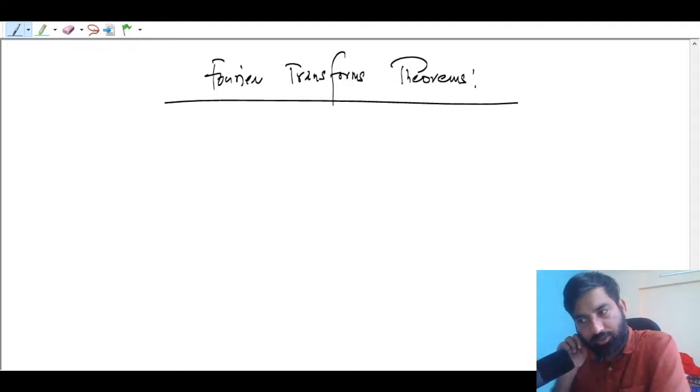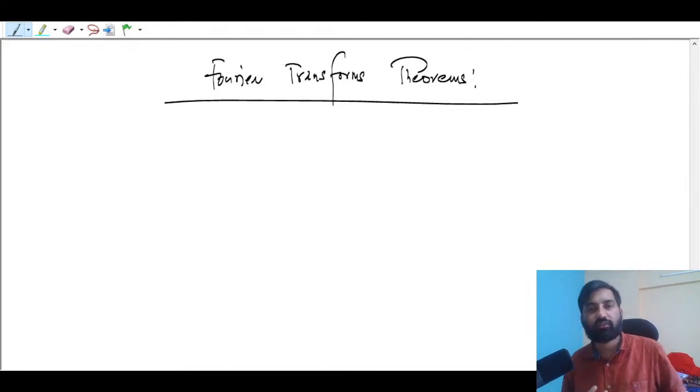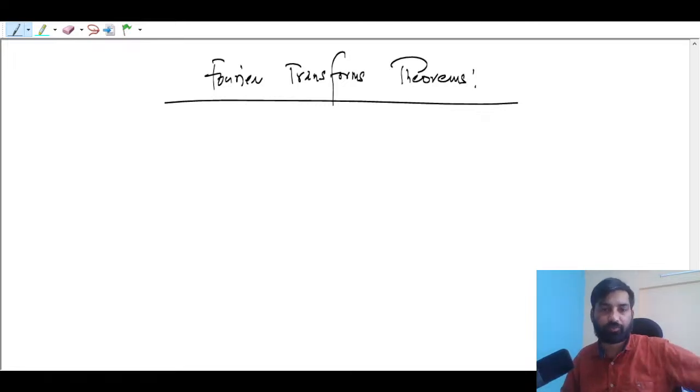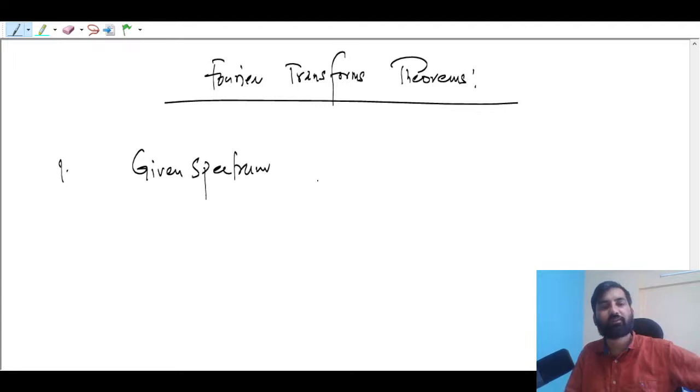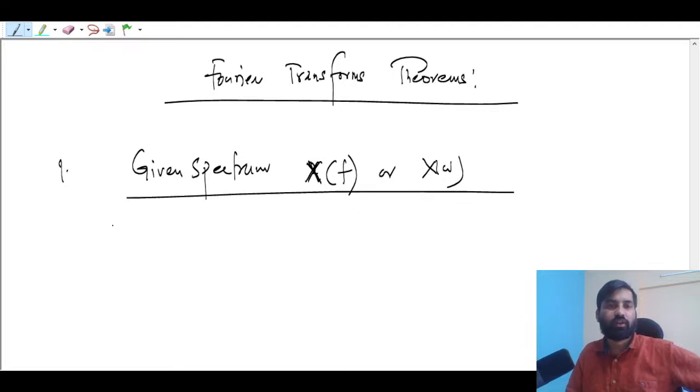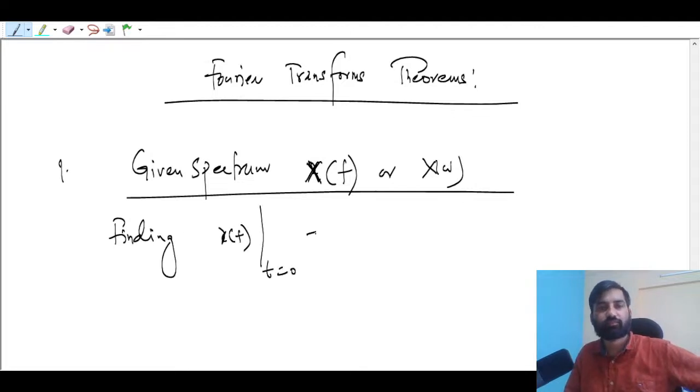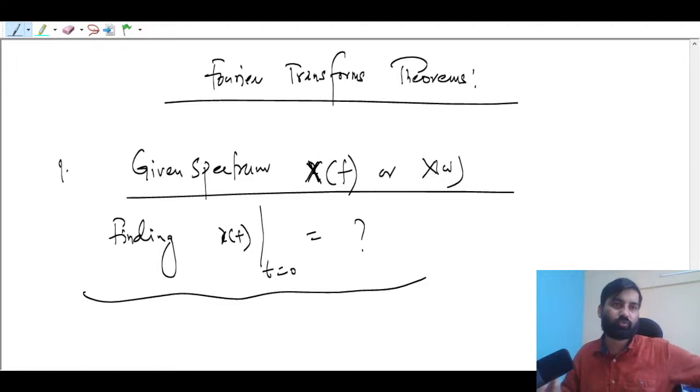So suppose you are finding the time domain. Suppose you are in time domain, right? Spectrum is given. Remember, so the first theorem is what? Given spectrum का मतलब क्या है? X of f is given, or you can say X of omega, right? Finding, you can say, x of t at t equal to 0. ये क्वेश्चन आ सकता है. The Fourier transform is given, you have to find x of t at t equal to 0.